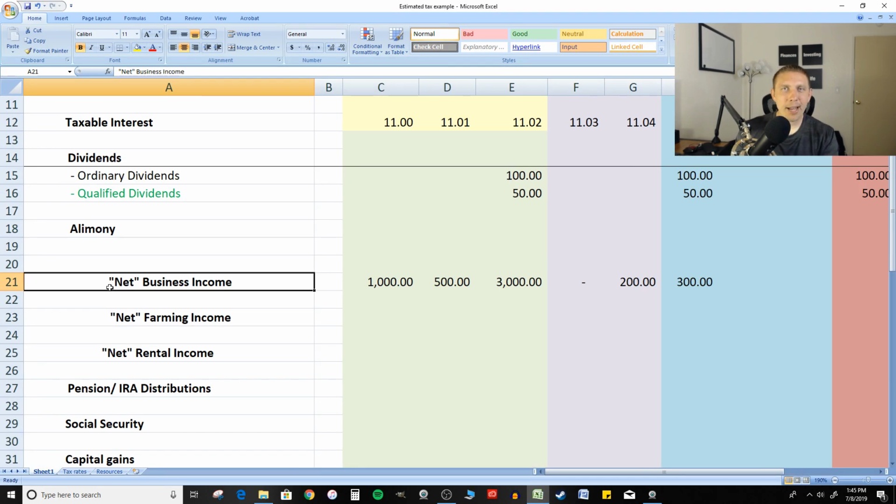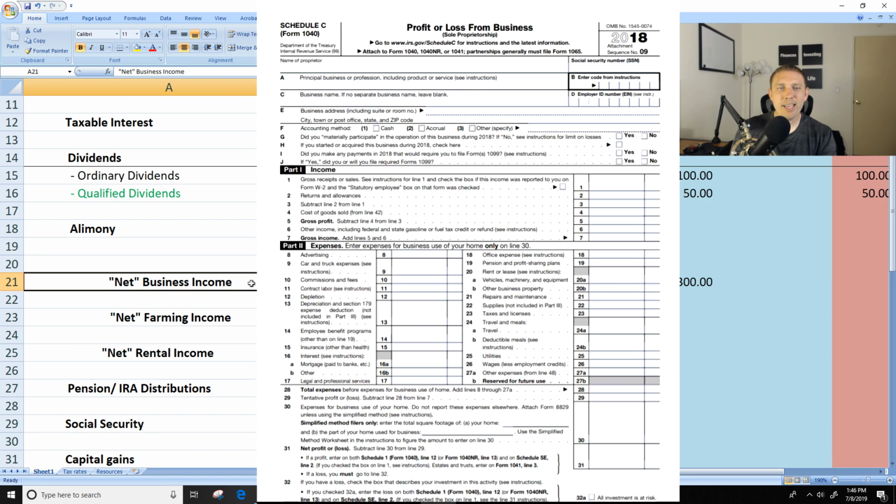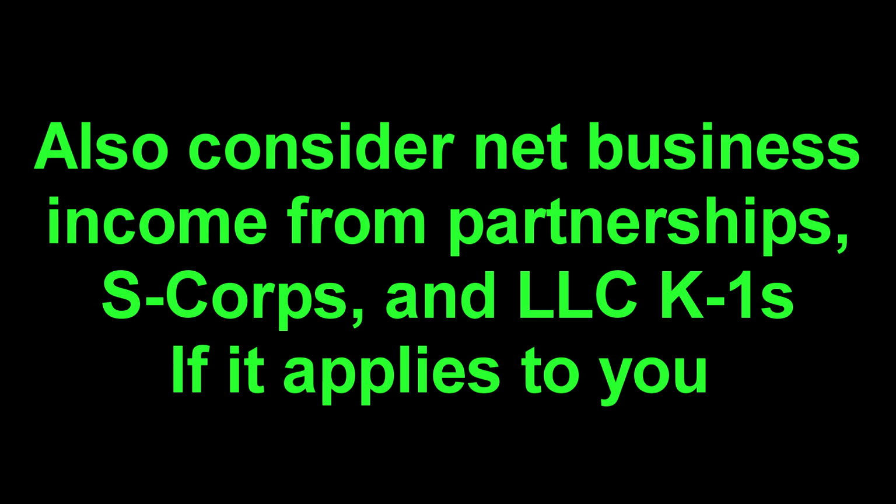If you're a sole proprietor, you don't pay taxes on the gross business income. You pay taxes on the net business income after all expenses have been deducted, right? So this is a Schedule C. When I say business income, that is the schedule, the actual tax form we're referring to here.